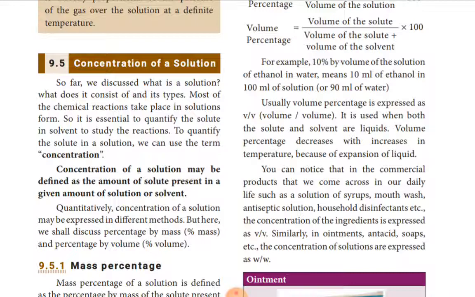These things we have already learned in concentrated and dilute solutions: the amount of solute in a given amount of solvent. Quantitatively, the concentration of a solution may be expressed by different methods, but here we shall discuss percentage by mass and percentage by volume. We are using two different methods to express the concentration.